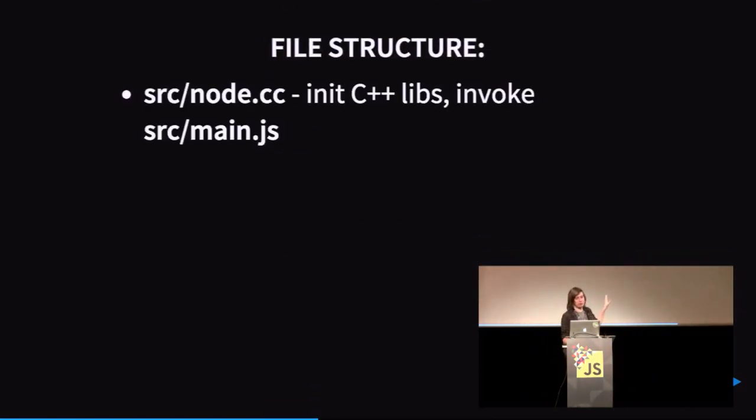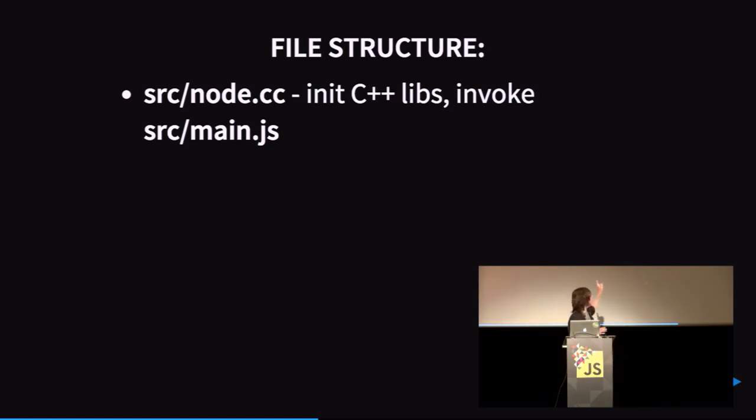The file structure at that commit was the following. There was a src/node.cc file, which initialized C++ libraries, and then it invoked src/main.js. You see, here emerges an important pattern that we are going to use even now. We are separating the concerns. So it's kind of a usual thing. We try to do as much as possible in JavaScript, a simpler scripting language that can't crash and kill your program, and only the rest of the stuff that we can't do in JavaScript we do in C++.